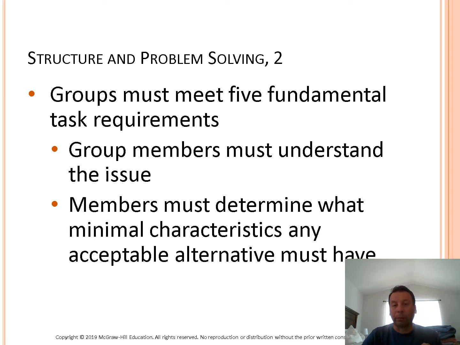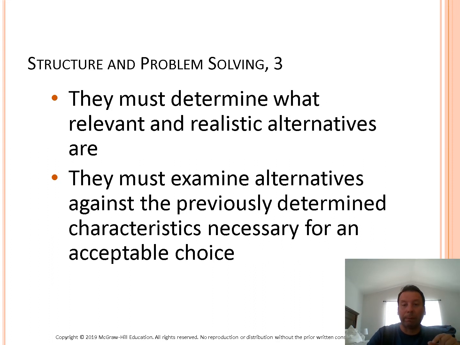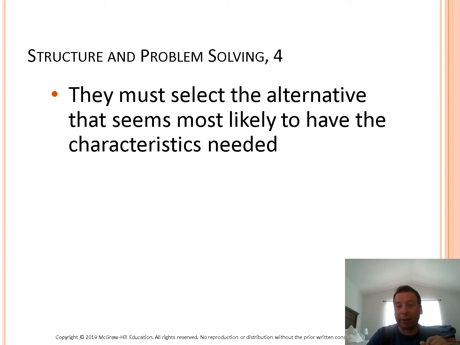Okay, so here are the fundamentals here. Group members understand the issue. They must determine the minimal characteristic. As we move forward here, they must examine alternatives against the previously determined characteristics necessary for an acceptable choice. And here, number 5, they must select the alternative that most seems likely to have the characteristics needed. All right, cool. We got it right here too.